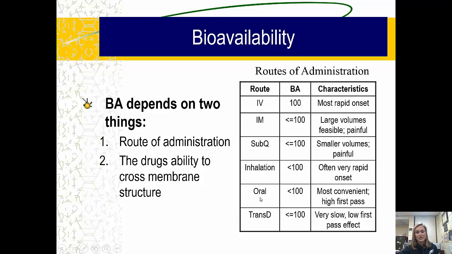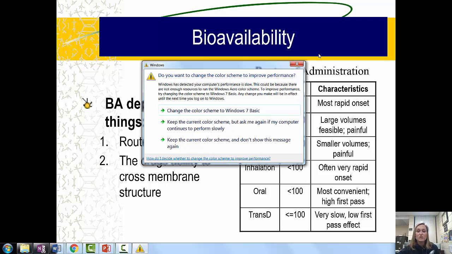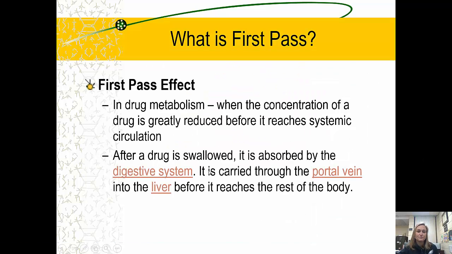Oral is definitely not 100%. It is, however, very convenient, but we'll talk about how it has a really high first pass effect, so it's broken down pretty quickly already in the GI tract. And then transdermal, this is slow, but it has a low first pass effect, so you might actually get more of the drug into the system.